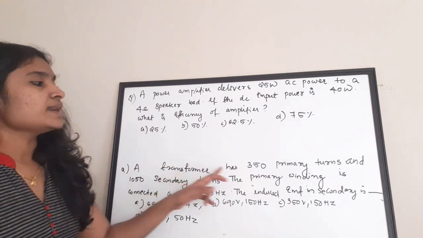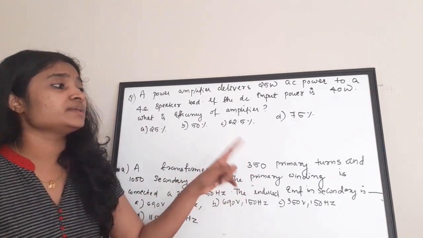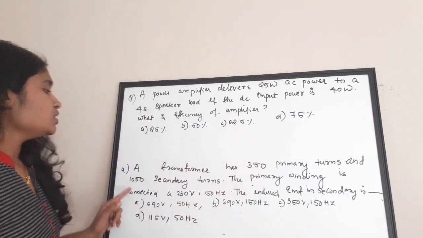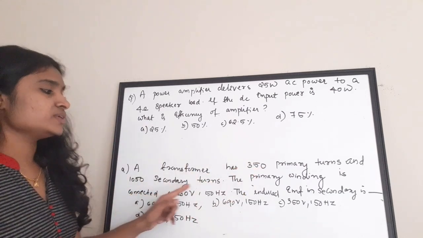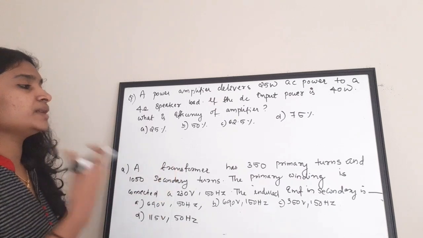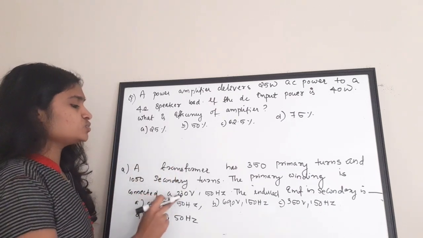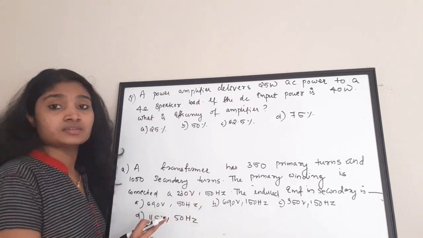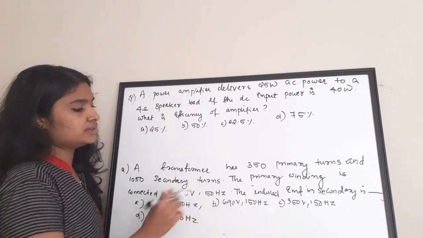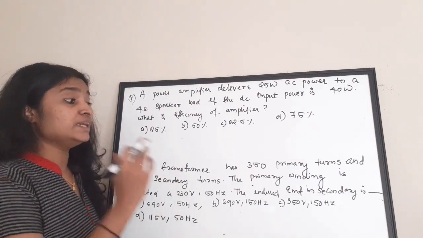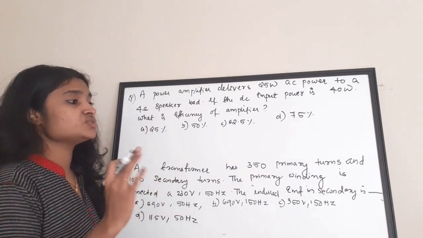A transformer has 350 primary turns, primary winding number is 350, and 1050 secondary turns. So, the number of primary windings and secondary windings is given. The primary winding is connected to 230 volt 50 hertz voltage, and the frequency is given of the primary input. The induced EMF in secondary is dash.